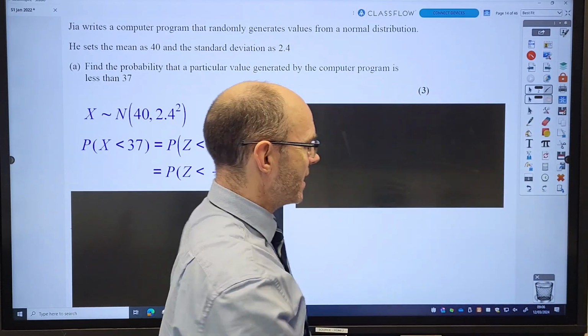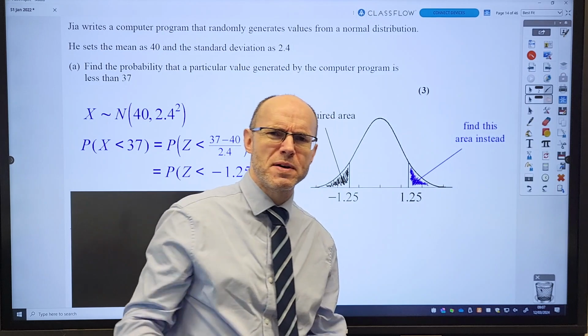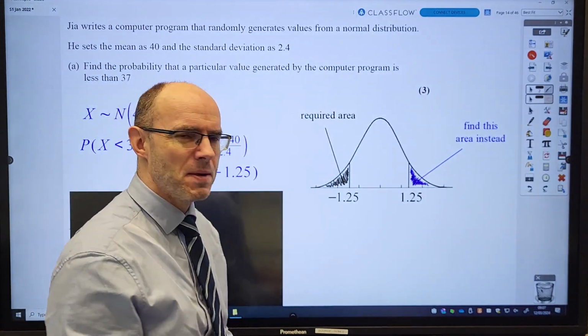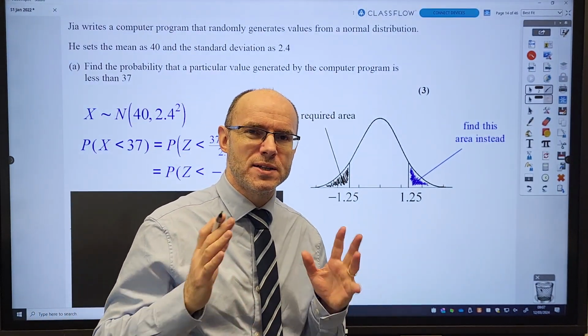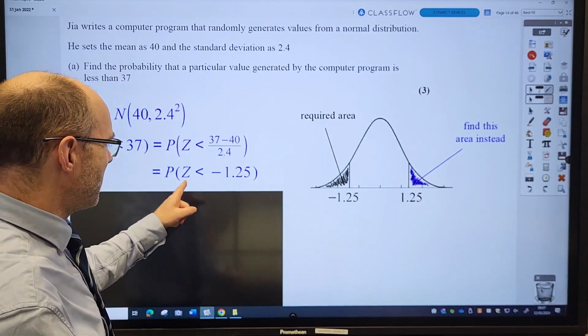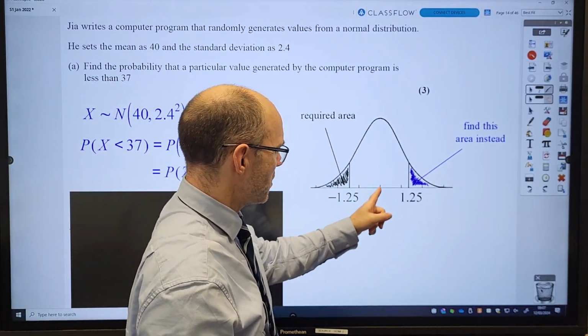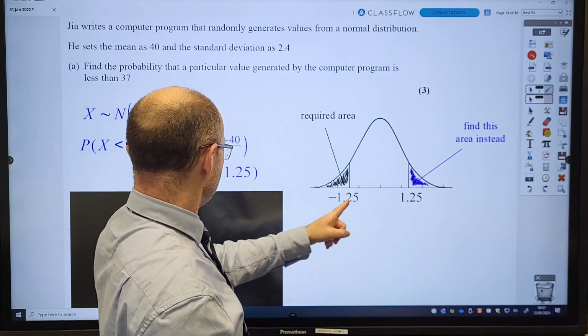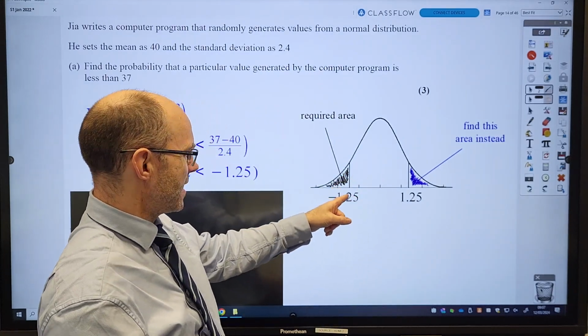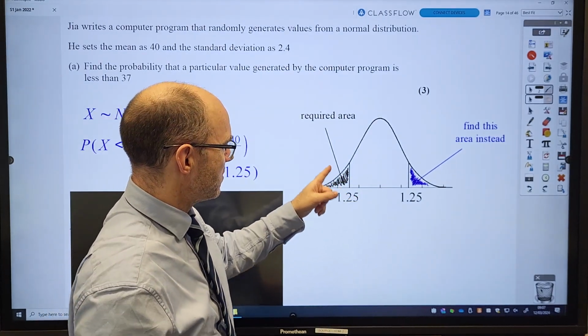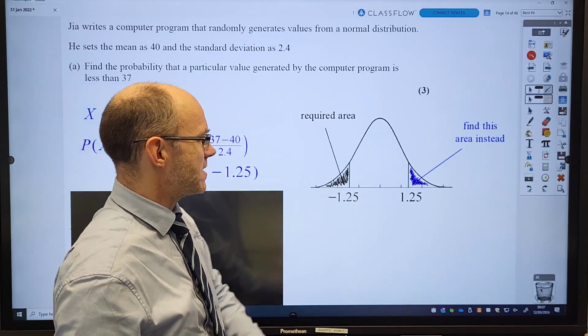Now, I really like these normal curves. I'm a big fan of the normal curve, okay? Because it gives you an excellent visual demonstration of what's actually going on. So we need to find this. Okay, so on a normal curve, so 0, obviously, we need to find the probability Z is less than negative 1.25. So the area here, I've just shaded, is the area that's actually required.